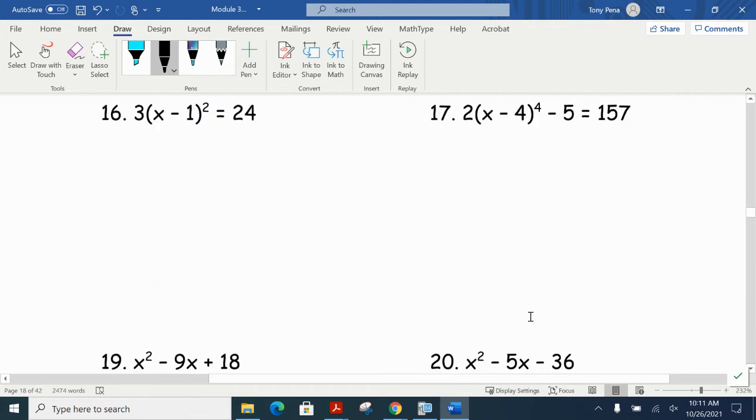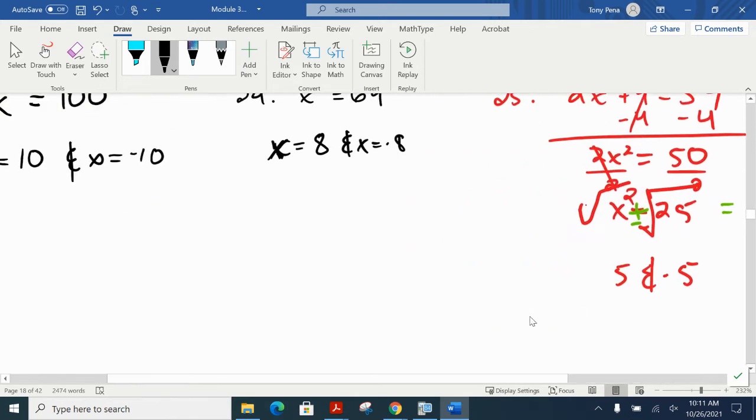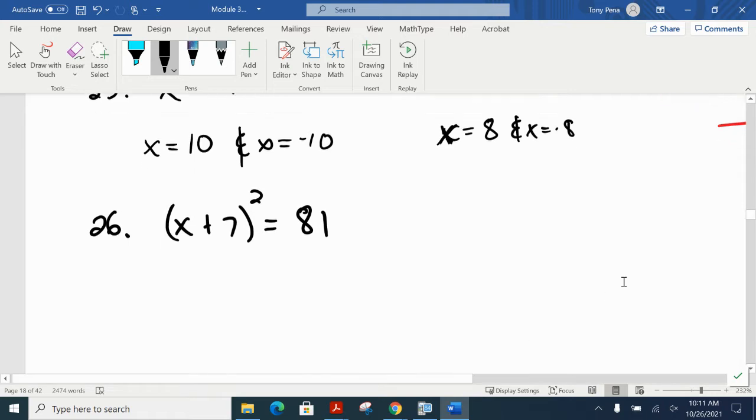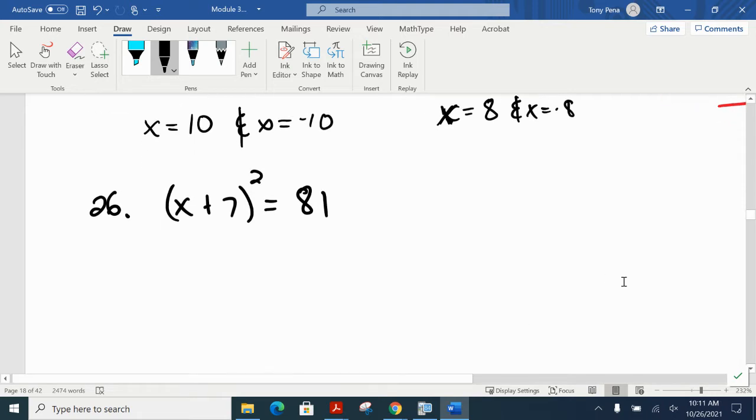All right. So again, sorry, I'm going to add another problem. So go to the bottom and add a 26 and show me that you can solve a question like that. So let's do x plus 7 squared equals 81. Solve that for me. So add that to the bottom, make that a number 26, and see if we can do that.